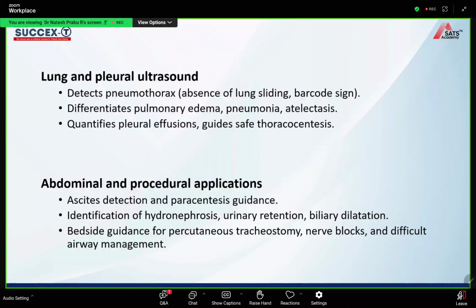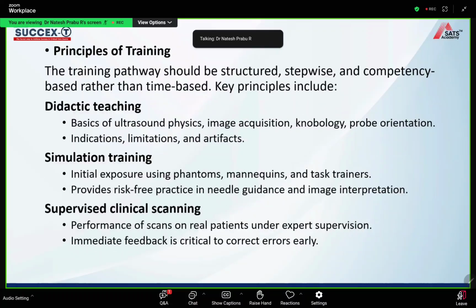Coming on to lung and pleural ultrasound, it helps in detection of pneumothorax, that is, absence of lung sliding and a barcode sign with a lung point usually. It helps in differentiating pulmonary edema, pneumonia, and atelectasis. Also, it quantifies pleural effusion and guides safe thoracocentesis. Coming on to abdominal and procedural applications, it helps in detecting ascites and paracentesis guidance, identification of hydronephrosis, urinary retention, or biliary dilatation, and helps in bedside guidance of percutaneous procedures, nerve blocks, and difficult airway.